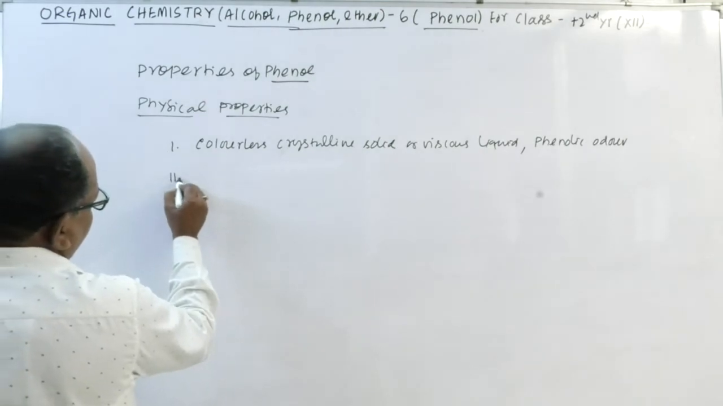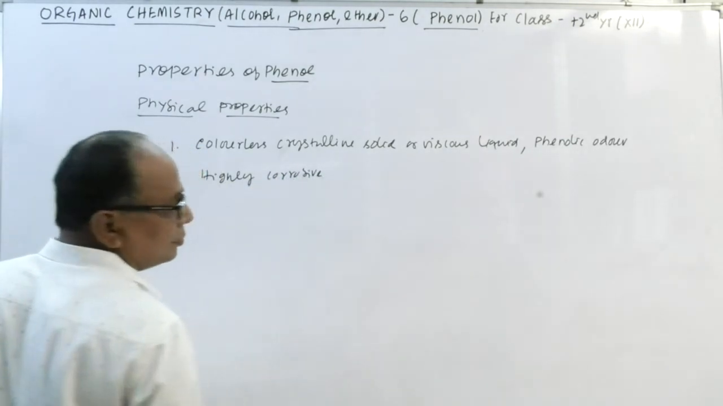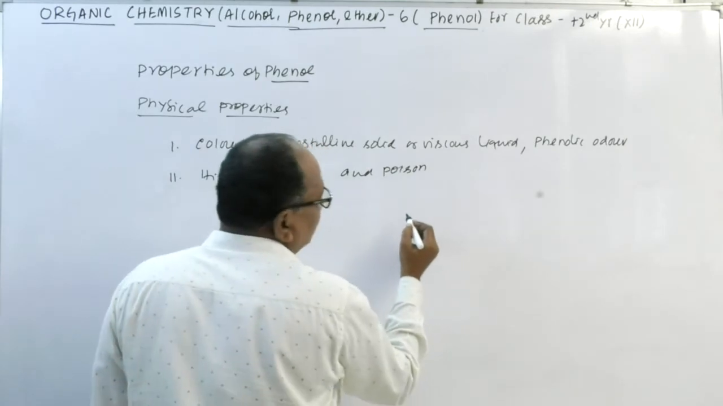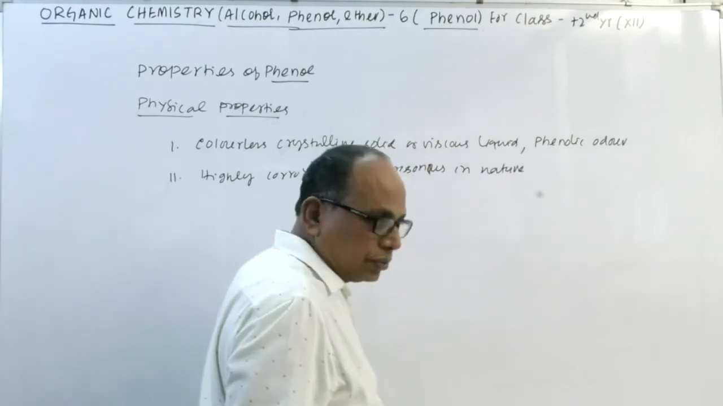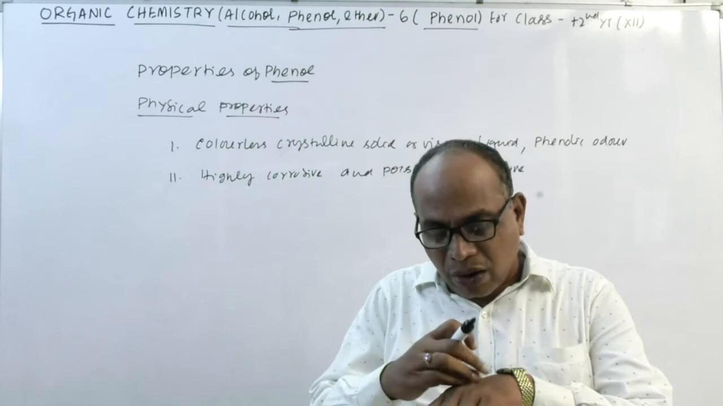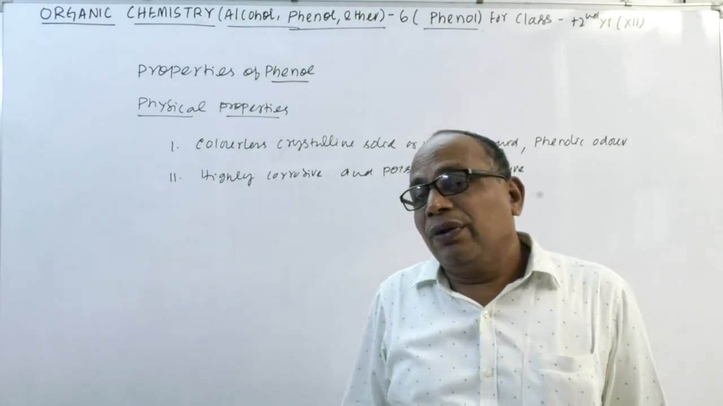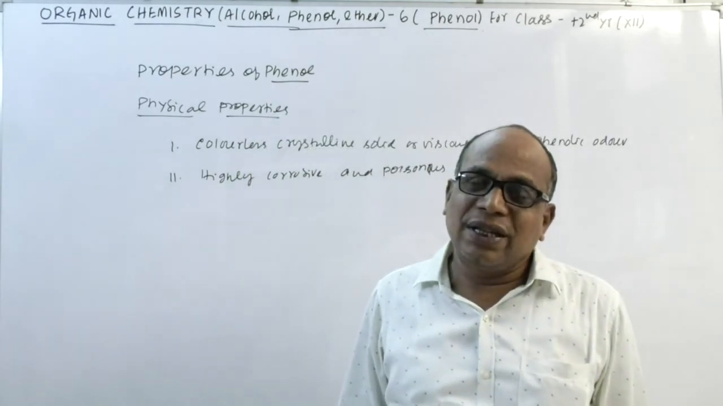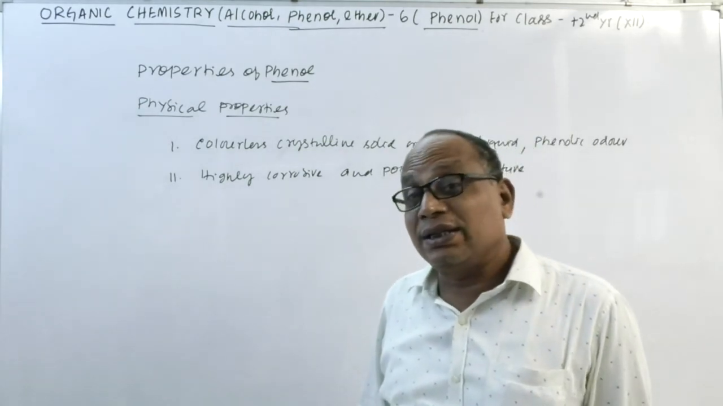Second, it is highly corrosive and highly poisonous in nature. What is corrosive? Corrosive means when phenol comes in contact with your skin, it will corrode, it becomes blackened, it can burn. That's why phenol is highly corrosive. Soap is not corrosive because it contains a very low concentration of phenol, about 0.05%. If you contact direct phenol, it is corrosive and poisonous in nature.